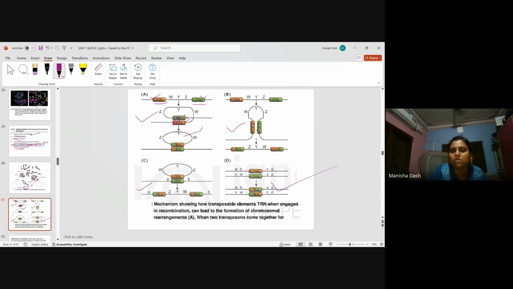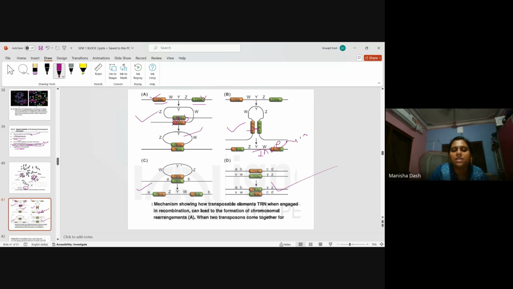Similarly, here also the homologous regions of the chromosome can form a loop-like structure like this, NRT. There could be crossing over at any point, let's say between these two. Now the parts have been exchanged, and when it straightens up, you can observe that the W and Z have been interchanged. So this has induced an inversion.